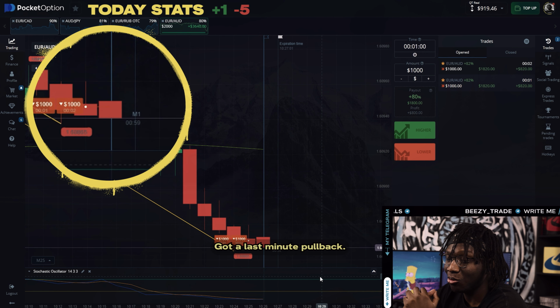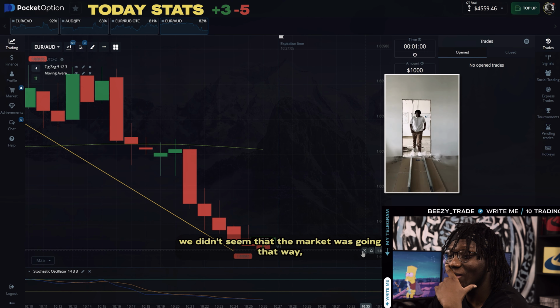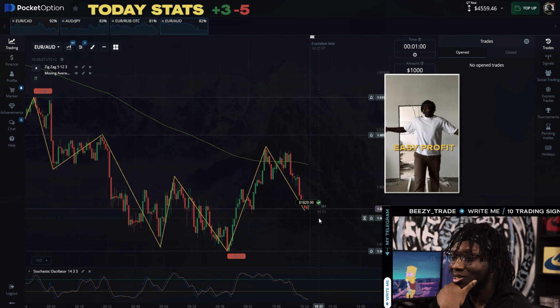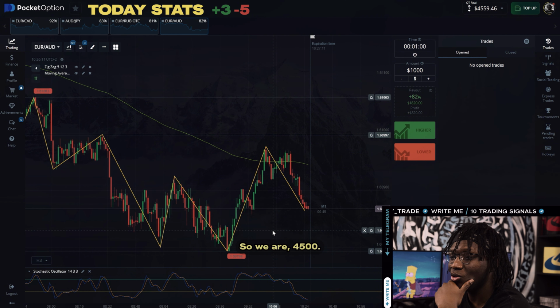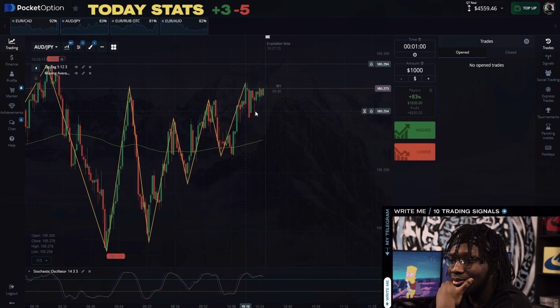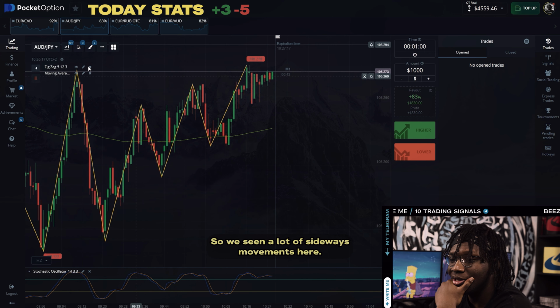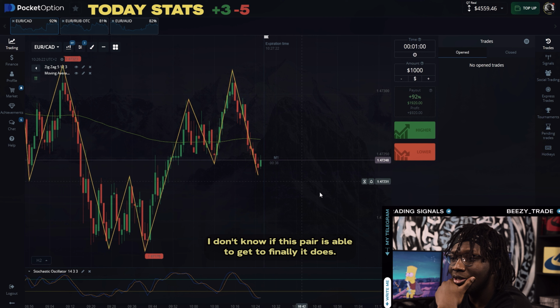We got a last minute pullback. Really didn't seem that the market was going that way, but ends up going back. So we are at 4,500. So we're seeing a lot of sideways movements here. So we're just gonna move this pair. I don't know if this pair is able to get to, finally it does.